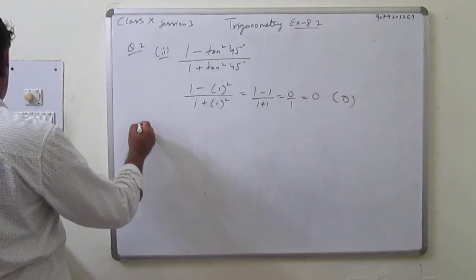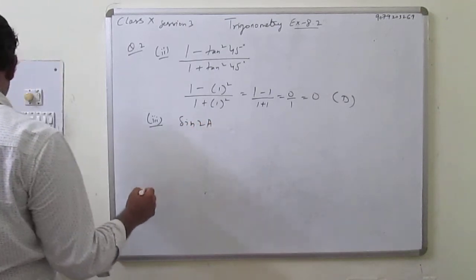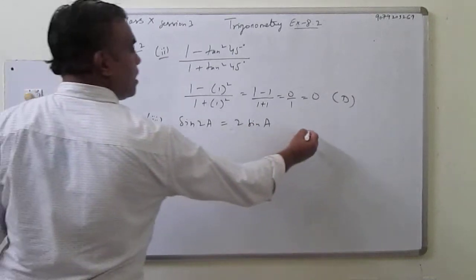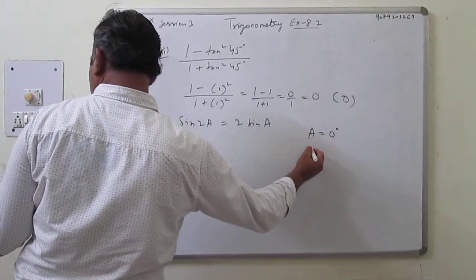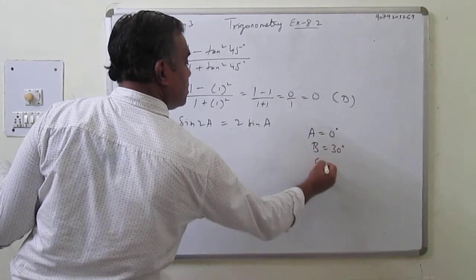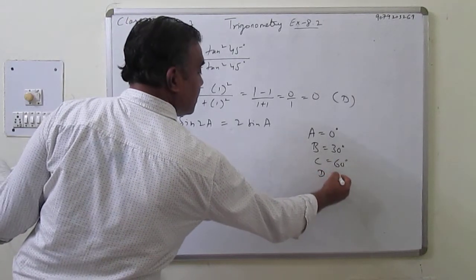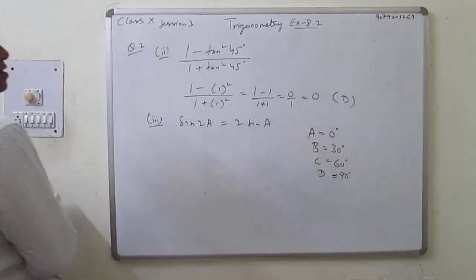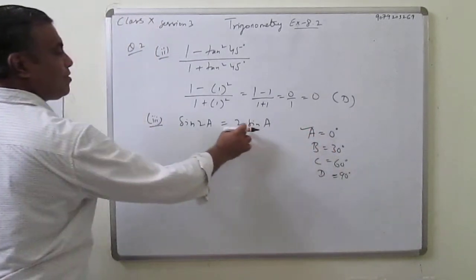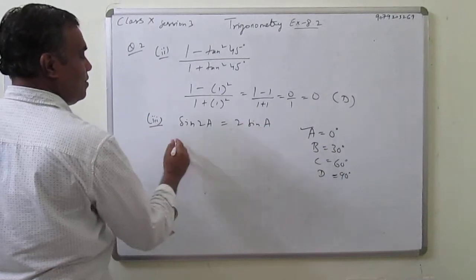Now third part. sin 2a is equal to 2 sin a. So options are 0, 30, 60 and 90. Suppose it is 90. Now I will take a is equal to 30. In this I will take 2 into sine 30. So in this it is not equal.